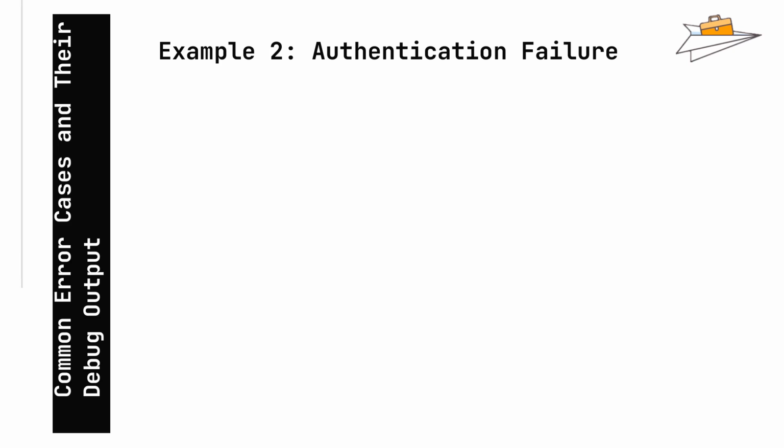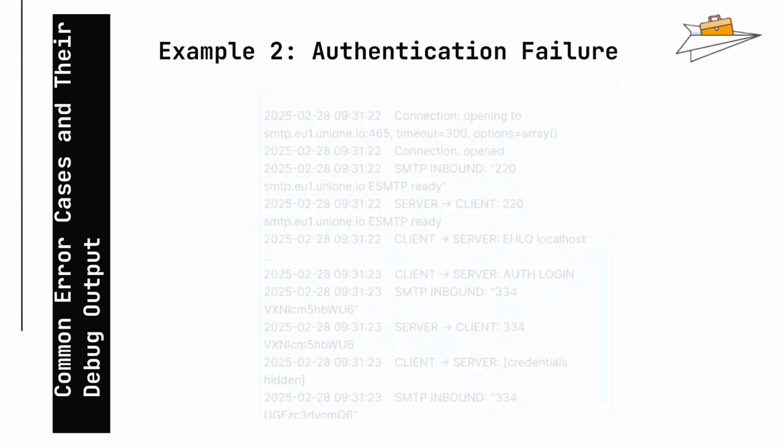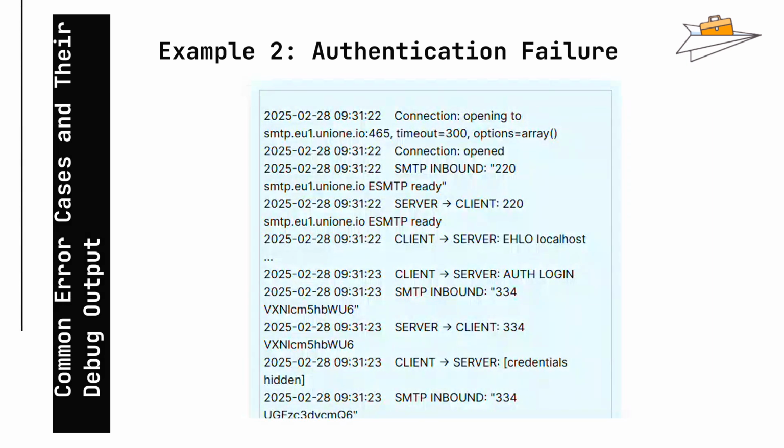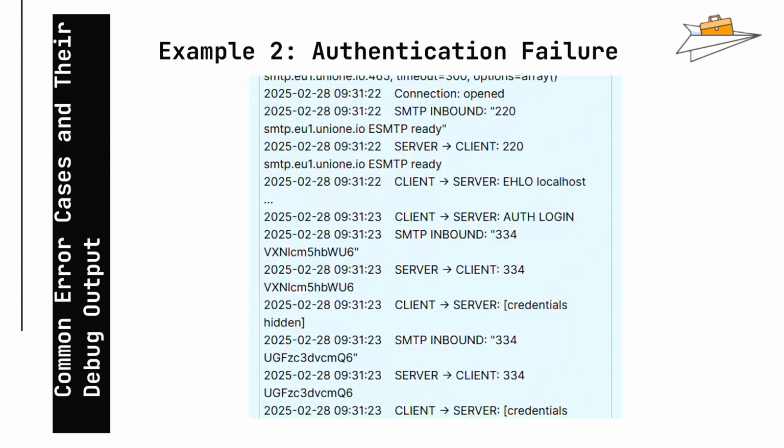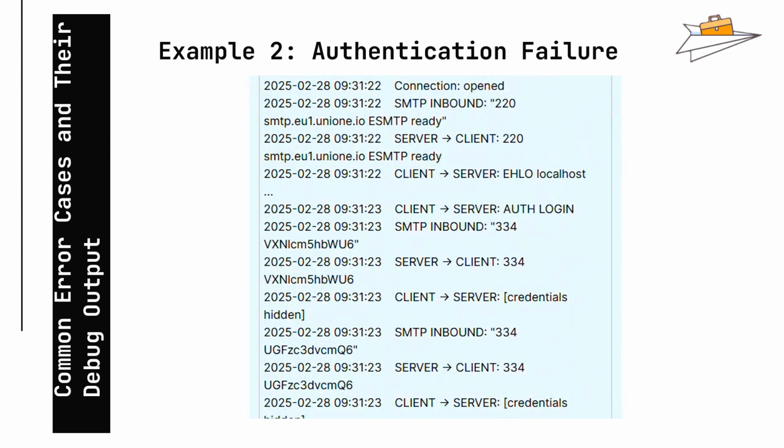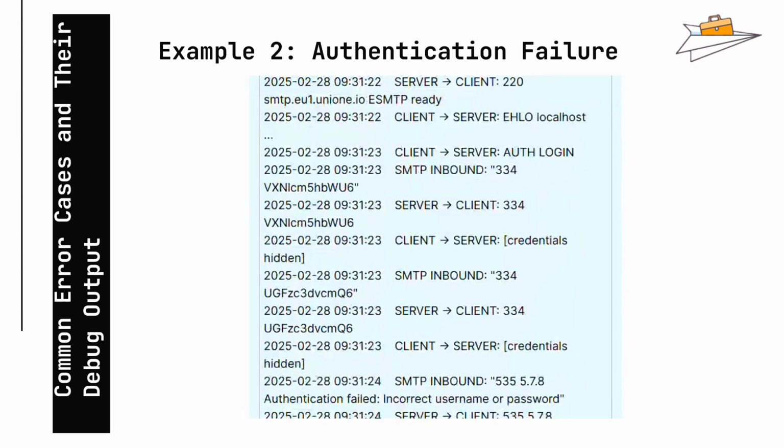Example 2. Authentication failure. Now let's say the connection works, but your login fails. Here's what you'll see. So the server was there, it was ready to talk, but it rejected your login. That 535 authentication failed line tells us your username or password is wrong. Double check your credentials, especially your API key or SMTP login, and you're good to go.